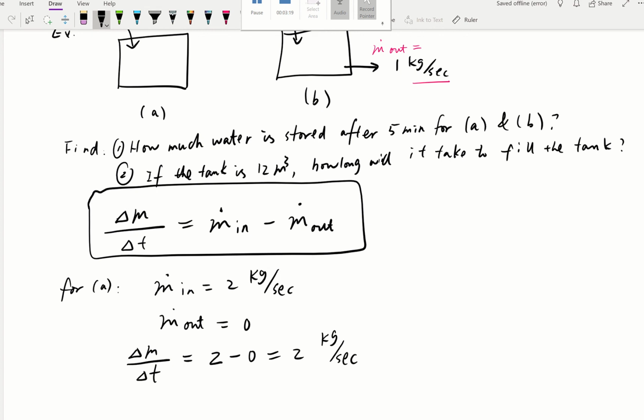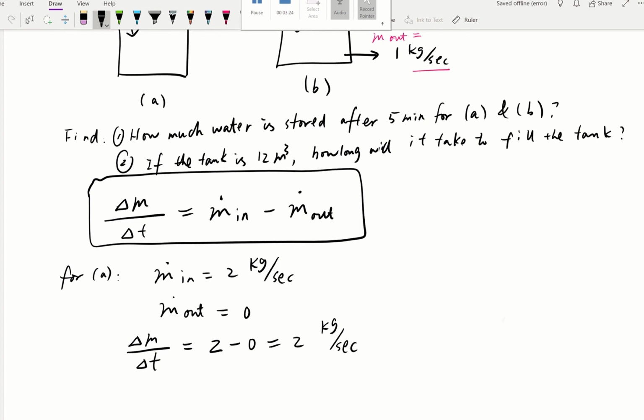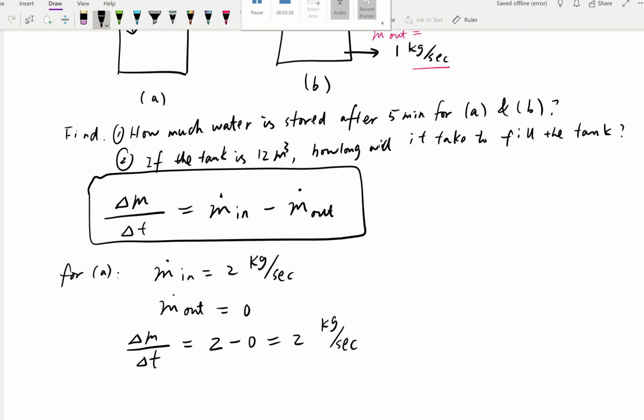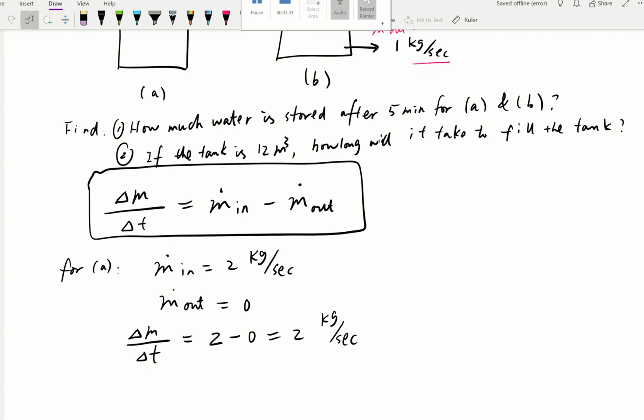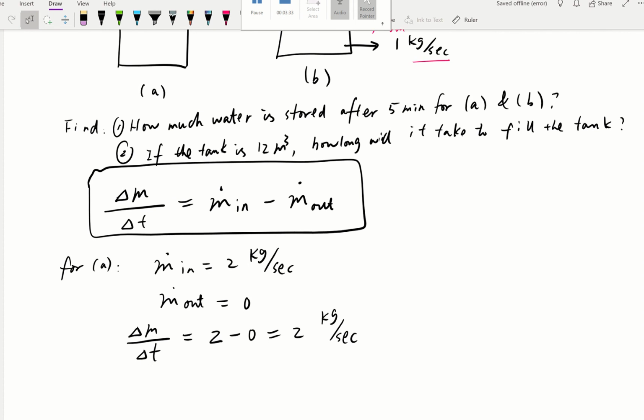Then the question is, how much is stored after 5 minutes? Initially, there's no water at all, right? So now it's going to be increasing because there's more coming in than leaving. There's actually nothing leaking out. So every second, there are 2 kilograms of water increase in this container. And after 5 minutes, we want to solve for this delta M. How much increase? How much water is stored?